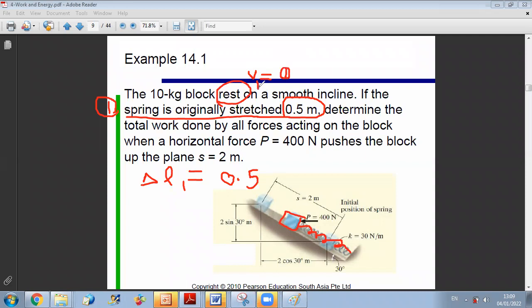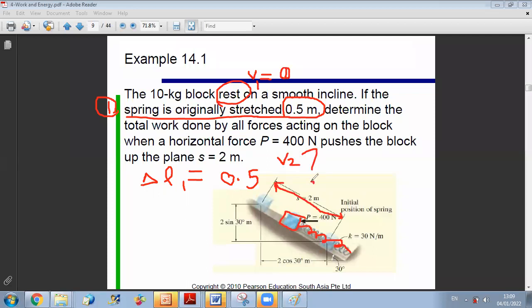at state 1. Now, at the final state, we have a displacement of 2 meters up. So at state 2, we should find what will be the total work done by the spring when we move it 2 meters, okay? And from here, they can ask you what will be the velocity of the block at state 2.